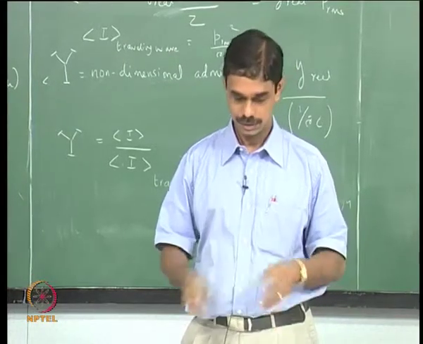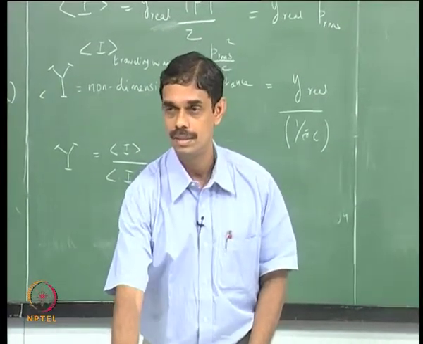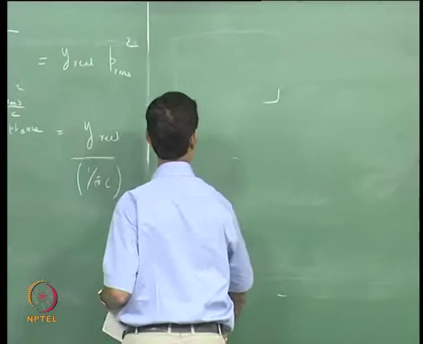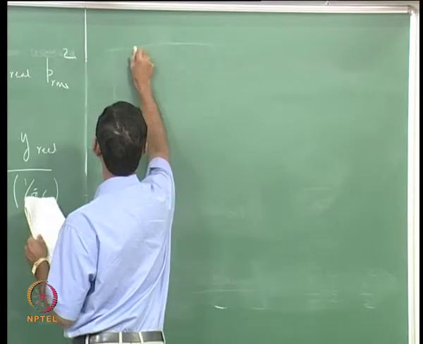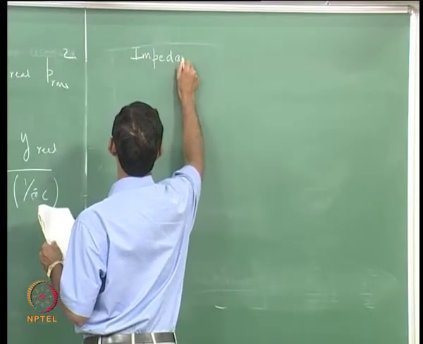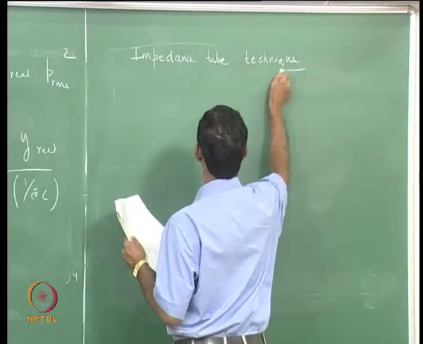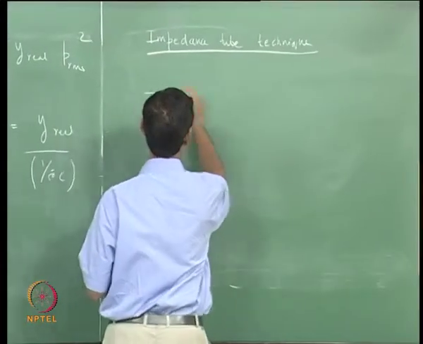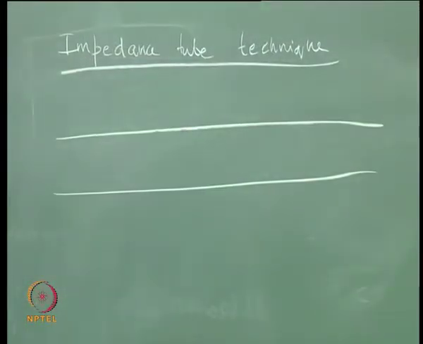Any other questions? So we study an experimental device called the impedance tube, and this technique is called the impedance tube technique. It is quite simple, and I can also tell you ways to complicate it and make it really difficult. An impedance tube is nothing but a simple tube, nothing fancy about it. If somebody says I am making an impedance tube, he is just taking a piece of pipe and calling it an impedance tube.